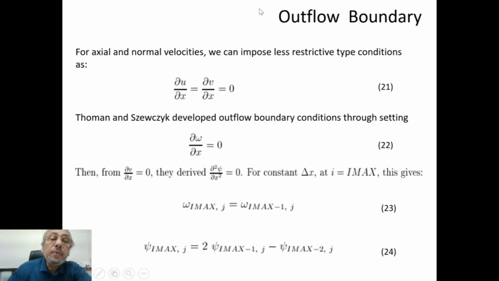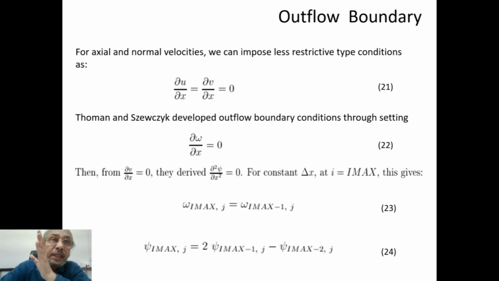What we did, we set del u del x equal to 0, del v del x equal to 0. Thom and Apelt developed the outflow boundary condition for omega by setting del omega del x equal to 0. That means the u velocity coming from the interior domain will continue. The way v velocity has been developed in the interior domain, it will continue. The way vorticity has been generated and is interacting, it will continue, it will have a smooth exit.